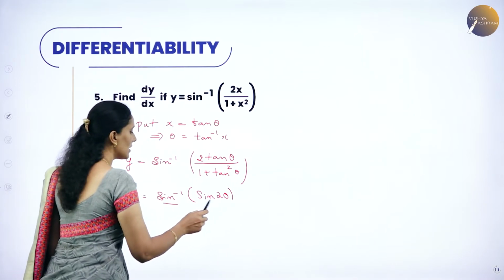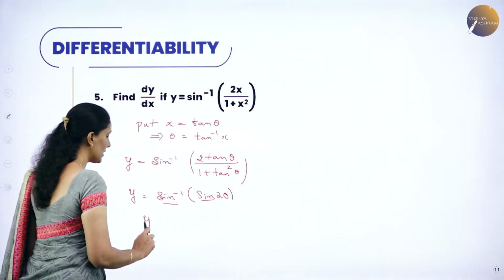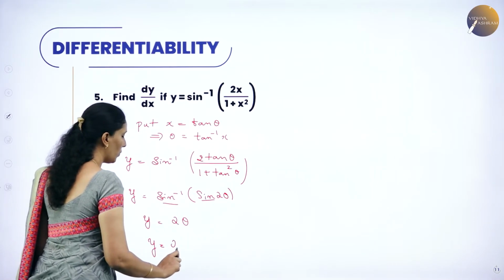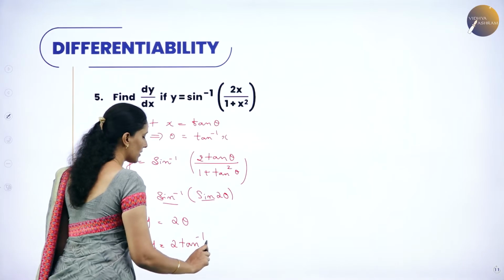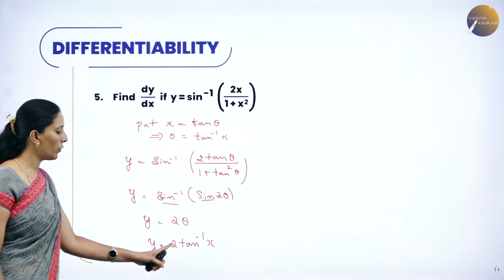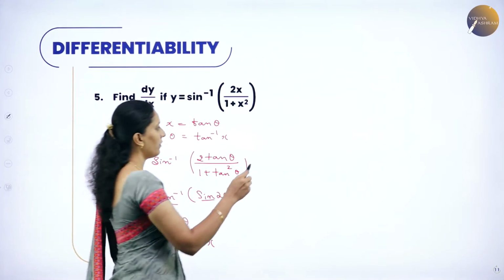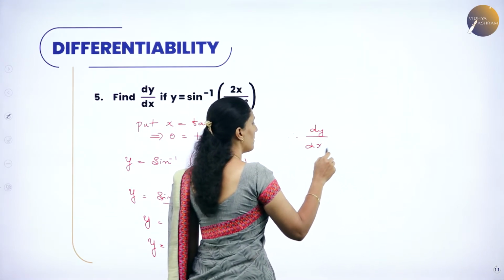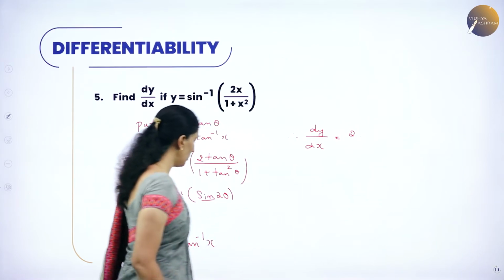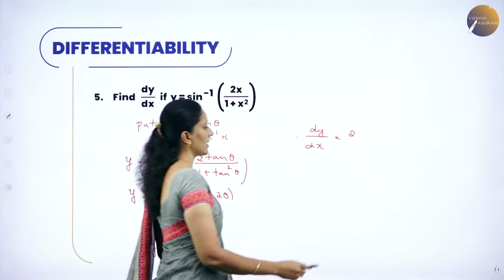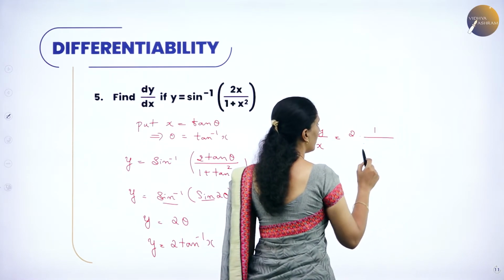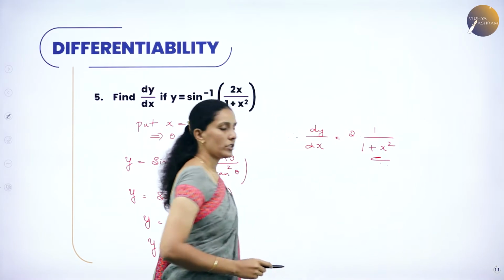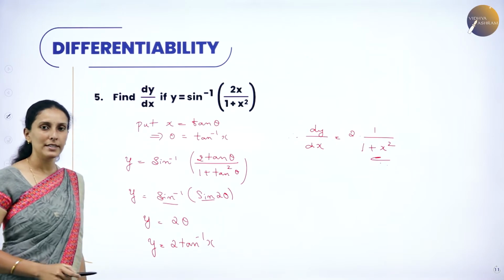So sine inverse and sine can be removed. So y is equal to 2 theta, so y is equal to 2 into tan inverse x. So we have 2 into tan inverse x. Therefore dy by dx can be written as 2 into the derivative of tan inverse x, which is 1 over (1 plus x square). So this is 2 divided by (1 plus x square).